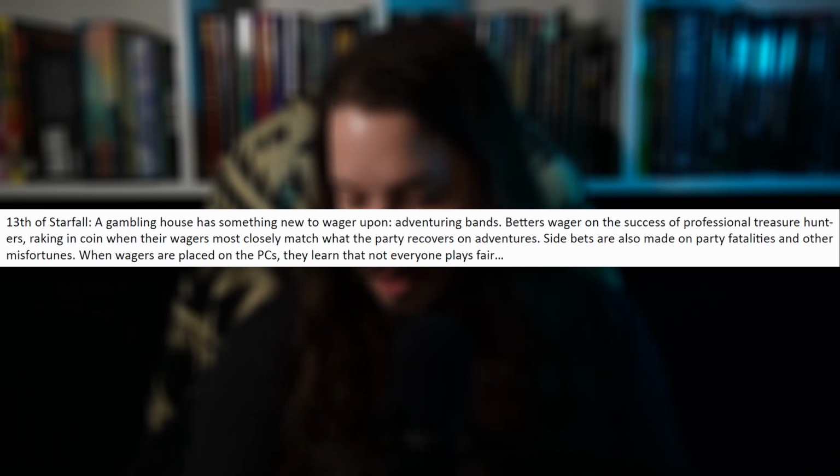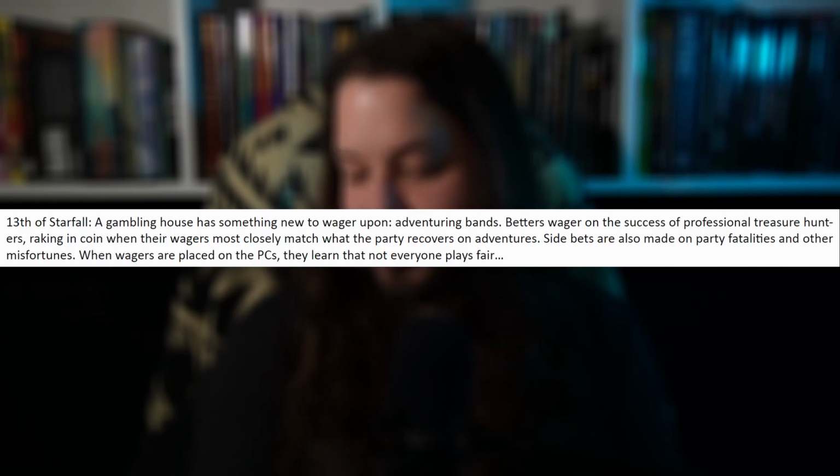I like this one a lot here, the 13th of Starfall. A gambling house has something new to wager upon. Adventuring bands. Bettors wager on the success of professional treasure hunters, raking in coin when their wagers most closely match what the party recovers on adventures. Side bets are also made on party fatalities and other misfortunes. When wagers are placed on the PCs, they learn that not everyone plays fair.